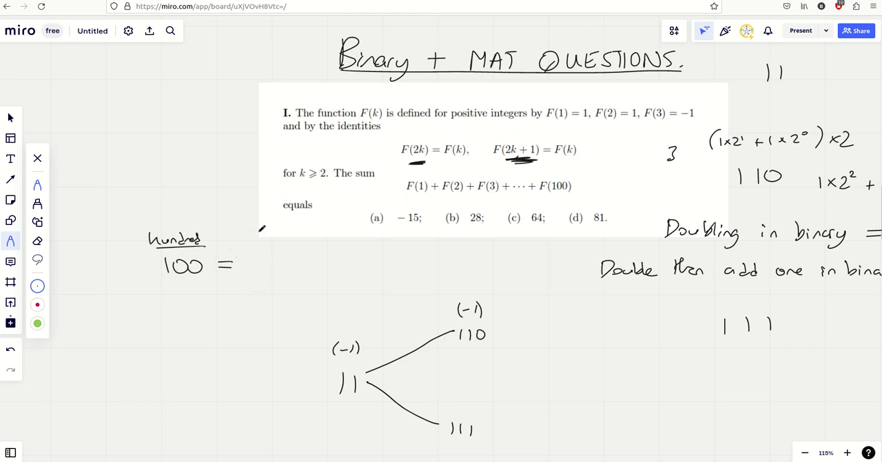Yeah. What is it in binary? Well, in binary, you'd need a 2 to the power of 6 for the 64. You'd need a 2 to the power of 5 for the 32. We're already at 96, yeah?